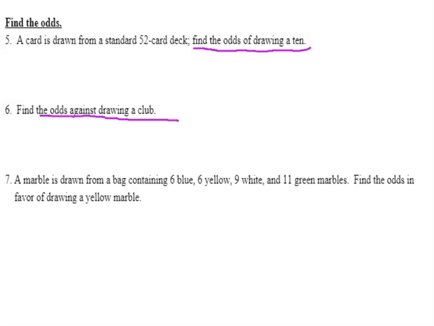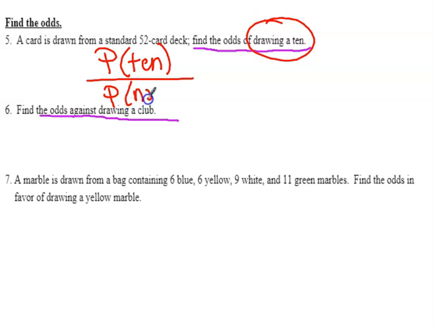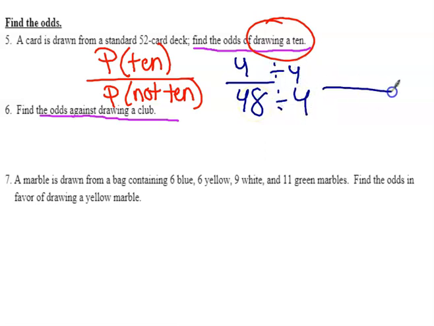A card is drawn from a standard 52 card deck. Find the odds of drawing a 10. So we want the probability of landing on a 10 over the probability of not getting a 10. How many 10s are in a deck? There are 4. How many are not 10s? That's 48. I did 52 minus 4 to get 48. Now let's reduce. I can take out a 4 on top and bottom, and I get 1 over 12. I can also write it 1 colon 12.